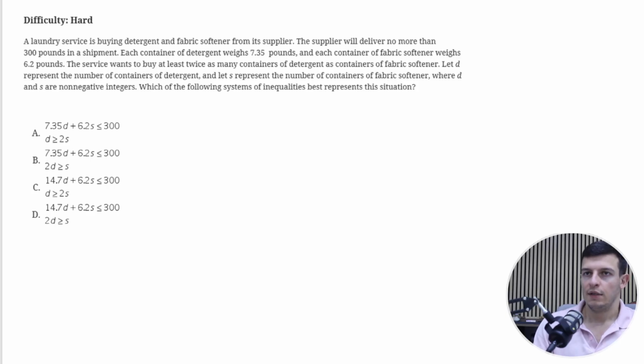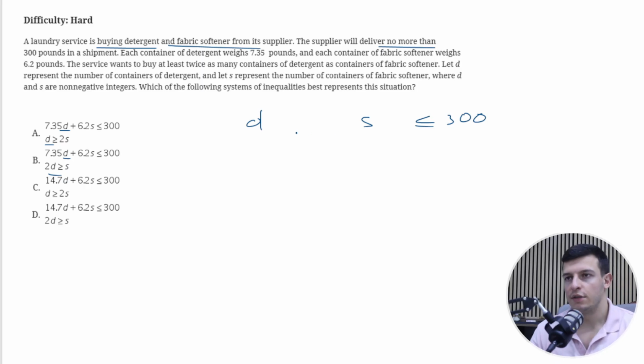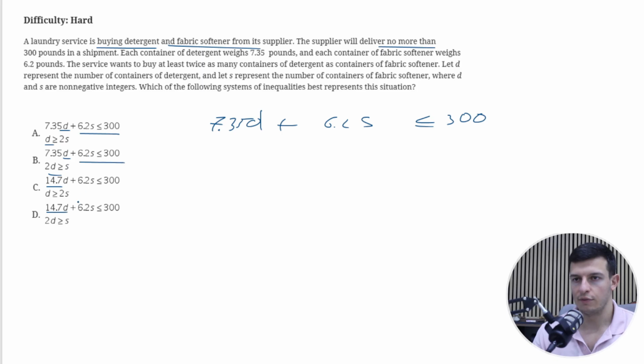So a laundry service is buying detergent and a fabric softener. So let's call it D and S. Why? Because I see the answers also have D and S. The supplier will deliver no more, keyword, than 300 pounds in shipment. So this amount, less than 300, no more, meaning less. Each container of detergent weighs 735 pounds. And each fabric softener is 6.2. So this is done. And you can see all of them actually have that. Well, actually, this is 14.7, 14.7. So it's not C and D. We know that for now.